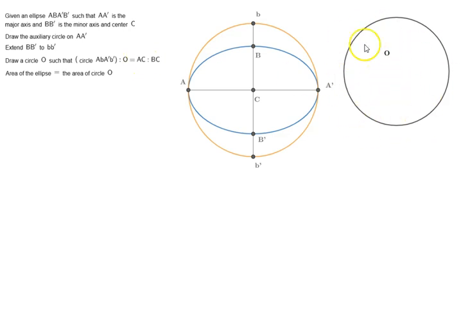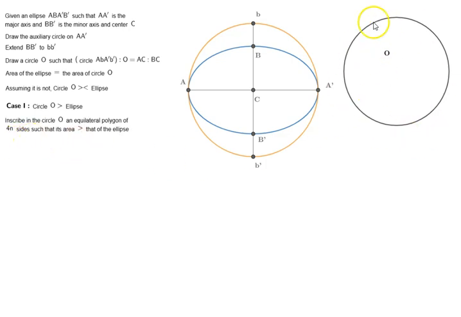We draw this circle based on this proportionality, then the area of the ellipse will be equal to the area of the circle. Now let's prove this. Assuming it is not, then circle O is either greater or less than the ellipse. So let's take it one by one. Let's assume that circle O is greater than the ellipse.